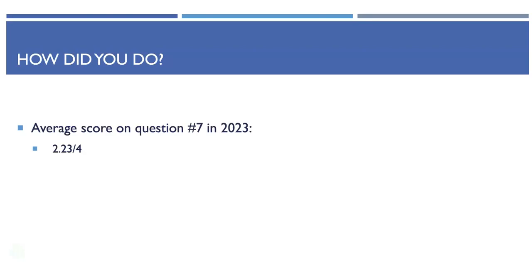The average score on this question in 2023 was 2.23 points out of 4. So a lot of students scored 2 points. A smaller number of students scored 3 points on this problem. So if you scored 2 points, you're in good shape. If you earned 3 or 4 points, you're doing pretty well with KSPs.